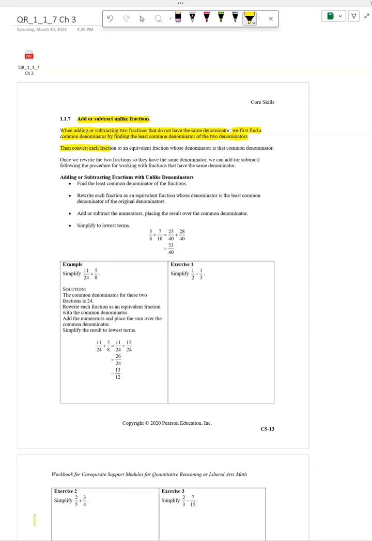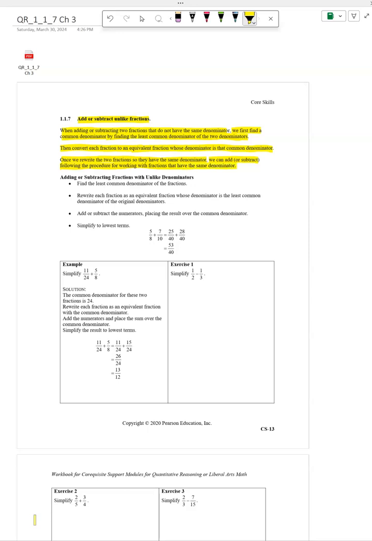After we do that, we're going to convert each fraction to an equivalent fraction whose denominator is that common denominator, okay? Once we rewrite the two fractions so that they have the common denominator, we're going to add or subtract, following the procedure for working with the fractions that have the same denominator.